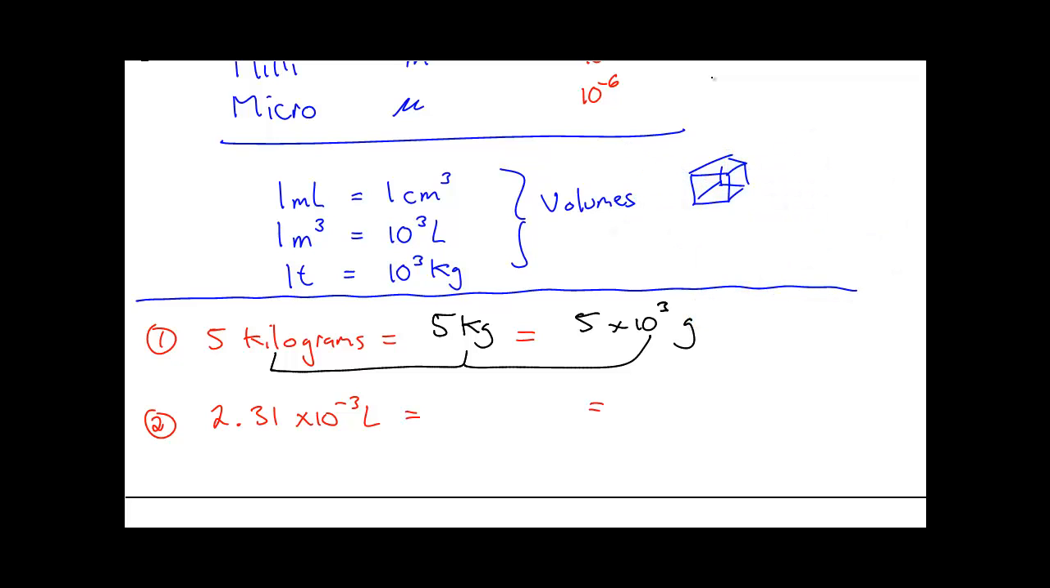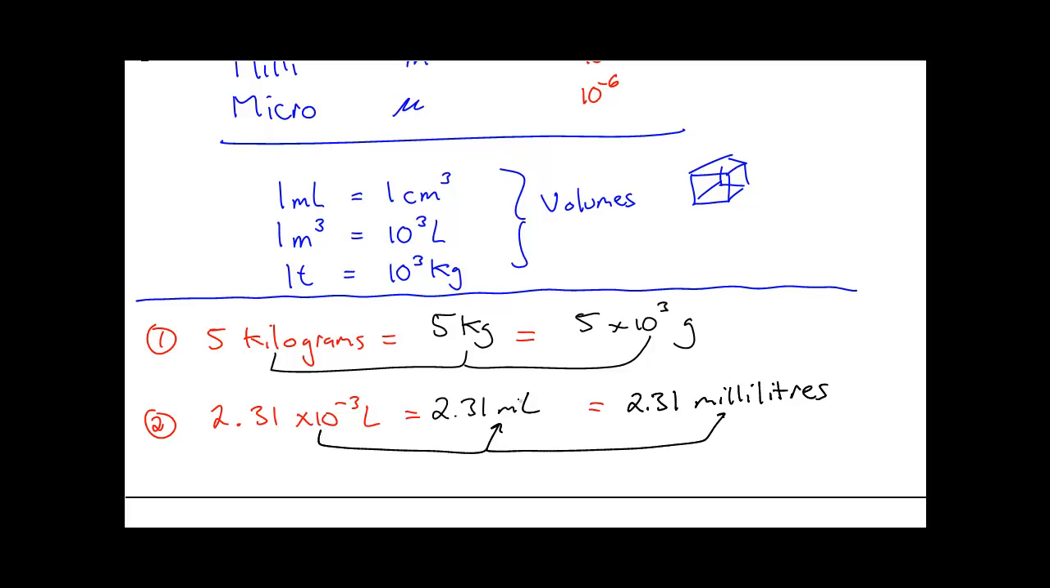Just to do it differently, 10 to the negative 3 is milli, so this could be 2.31 times 10 to the negative 3 liters, or 2.31 milliliters. Or you can write it out in words, but who would want to do that? But we will once. 2.31 milliliters. Again, 10 to the negative 3 is the milli, and the liters is the base unit. It stays there.